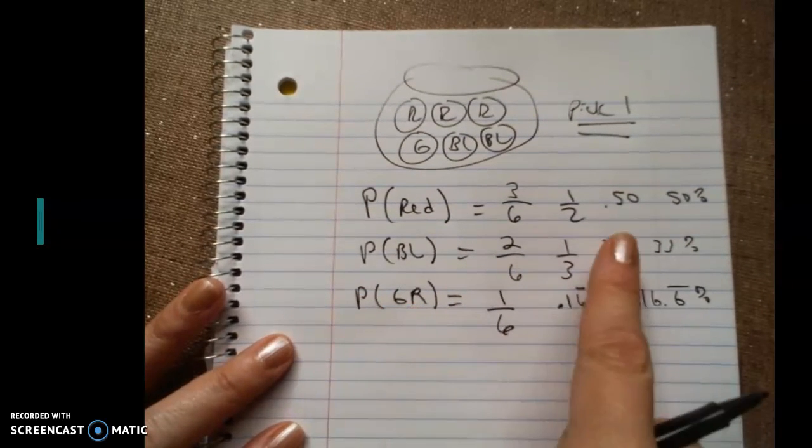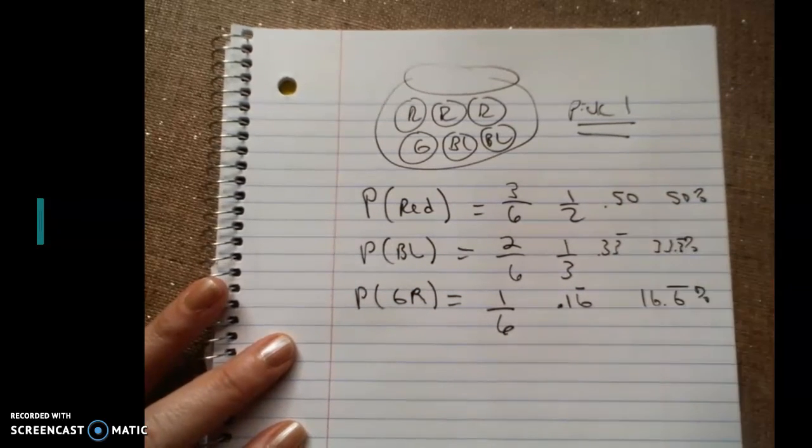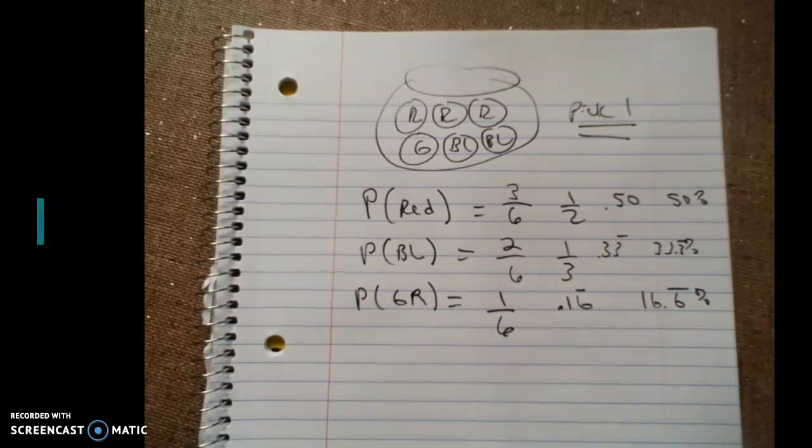All right, probability. Notice these should all add up to 100%, but sometimes with rounding, because technically this is repeating too, we get a little dicey there sometimes, but it should add up to 100%.